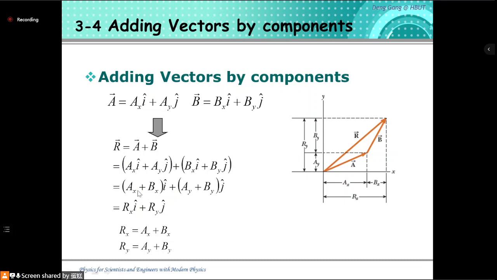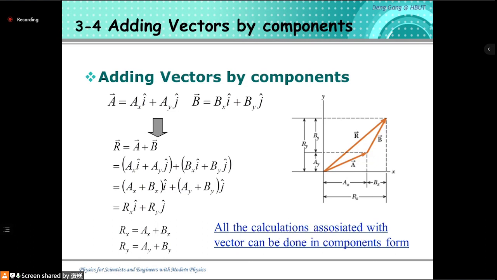So directly calculate the summation of the coordinates. That should be okay. You don't need to use a triangle, because if this angle is not 90 degrees, it's very hard to solve the triangle. Like if you know the length of this and one angle, and you want to calculate this length, that will be extremely complicated. So all the calculations can be done with component form. So component form is simpler.